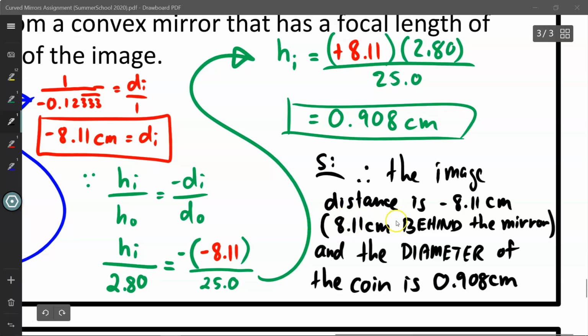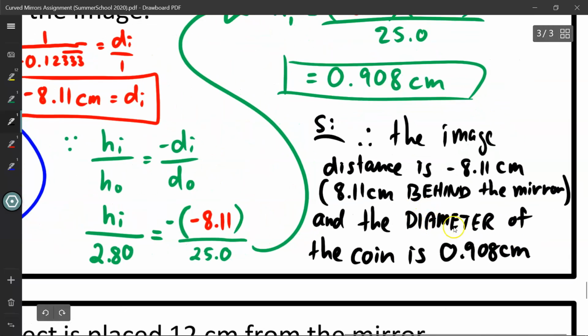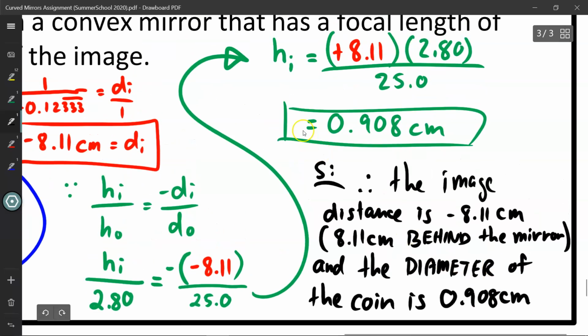In any case, if you're confused by what I just said, leave it as distance is negative 8.11 centimeters. But if you really want to be fancy, you can just say positive 8.11 centimeters behind the mirror, and the word behind tells me it's a negative value. Meanwhile, because it asked for the diameter of the image, it didn't ask for height, you might as well use the same wording anyway. Diameter in this case and height are the same thing, but we're going to say the diameter of the coin is 0.908 centimeters. Now, because this height value is a positive number, that tells me that the image of the coin is standing upright as well. It's not inverted. It is upright and facing the same direction as the original coin.